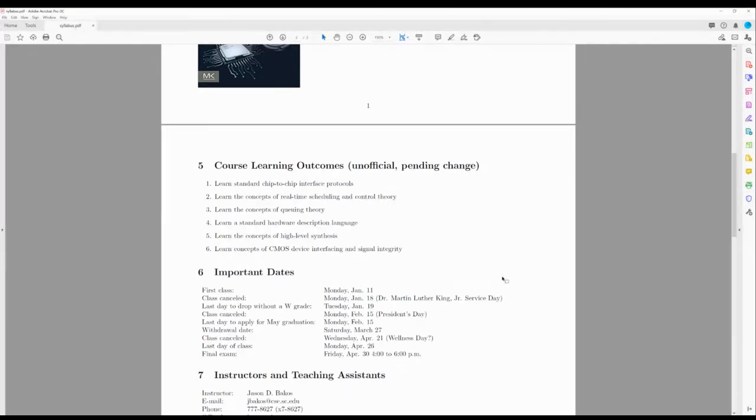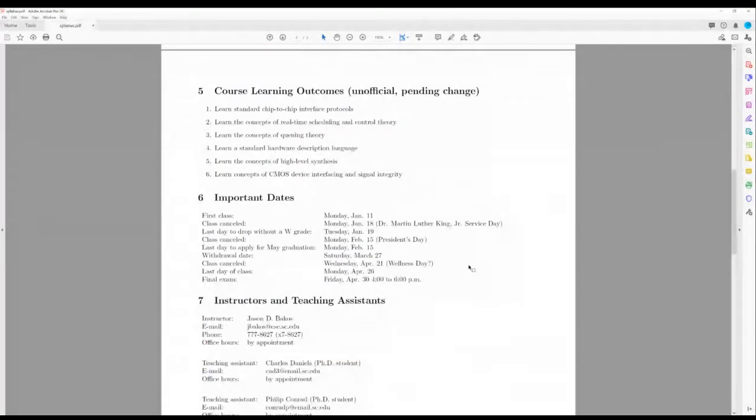I've got some important dates listed here in section 6. The schedule this semester is unique because we have no spring break. So there's these kind of, I guess, randomly distributed days that classes are canceled. I think they're called wellness days. I think the only one, though, that intersects our lecture is the one on Wednesday, April 21st. So that won't affect us till the end of the semester. But I've got all the important dates I could think of there.